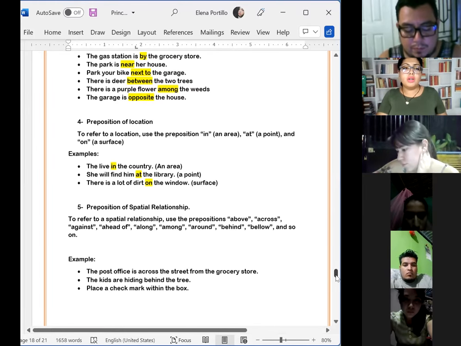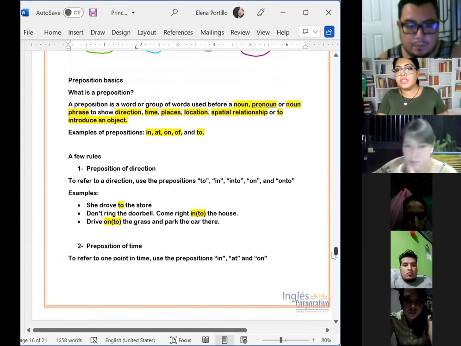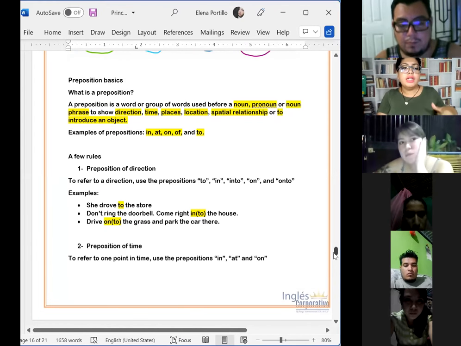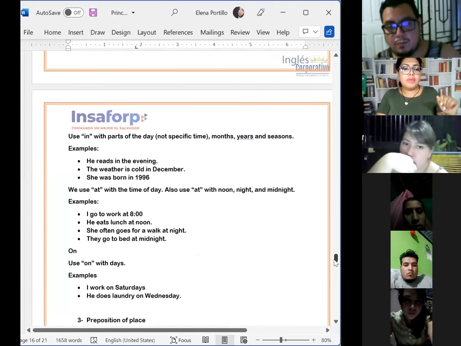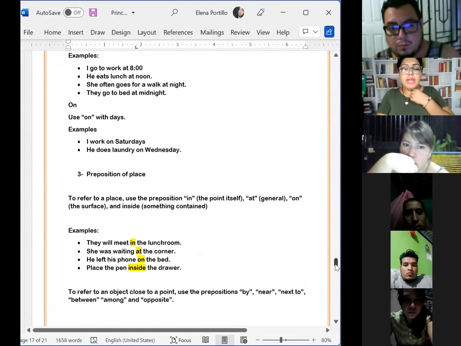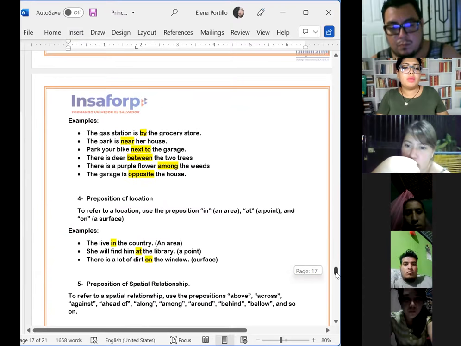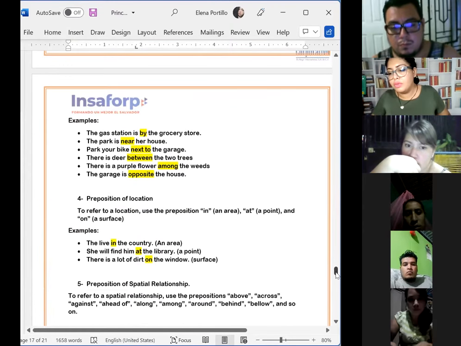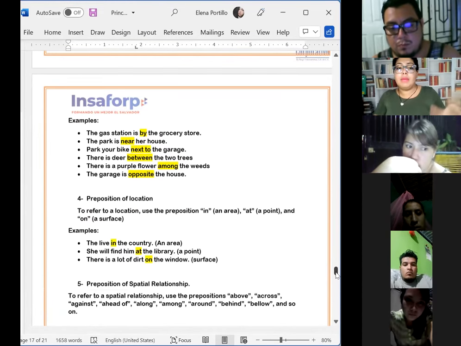So, we have five types. Tenemos cinco tipos. Let's see. Like this, number one, preposition of direction, la preposición es para la dirección. Then, preposition of time, la preposición es de tiempo. Then we have number three, that is our preposition of place, la preposición es de lugar. Number four, preposition of location. And number five, preposition and spatial relationship. Tenemos cinco tipos diferentes de preposiciones.